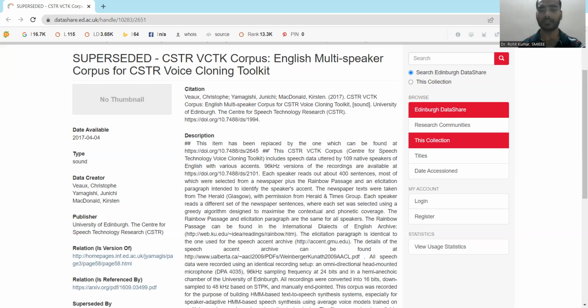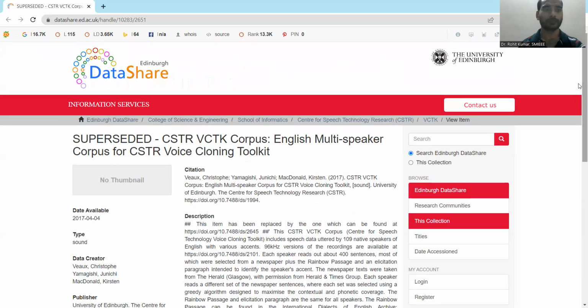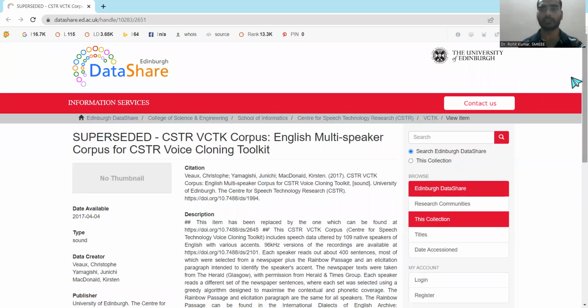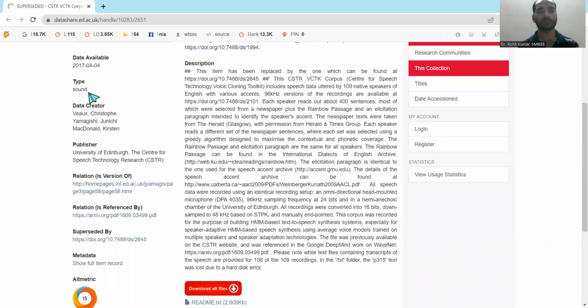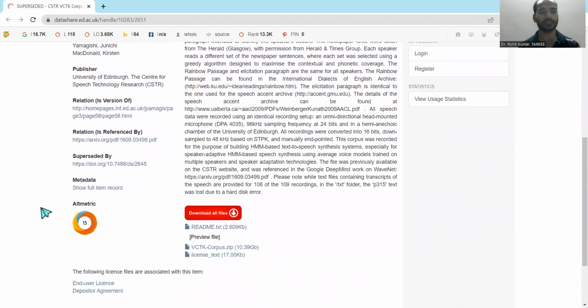So as you can see on the homepage of the dataset, it is provided at the Data Share portal of Edinburgh. The University of Edinburgh logo you can see over here. Okay, so here are the details, then the citations and other related information. The type is obviously audio, so it's a sound type. Then the available date, 2017, then the creators, the publisher, the relation, the relationship by references, the superseded by, and the meta information. All the things are available over here.